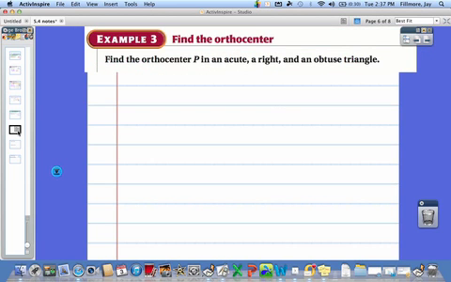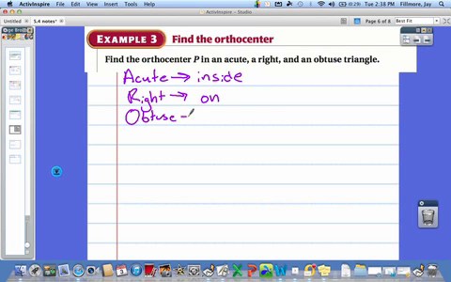And we'll examine this in a moment using some software, but for now, just know that in an acute triangle, it's going to be inside. Right triangle, you're probably guessing this now using inductive reasoning, pattern recognition. It's on the triangle. And obtuse, like I mentioned, outside. That's where your orthocenter is located.